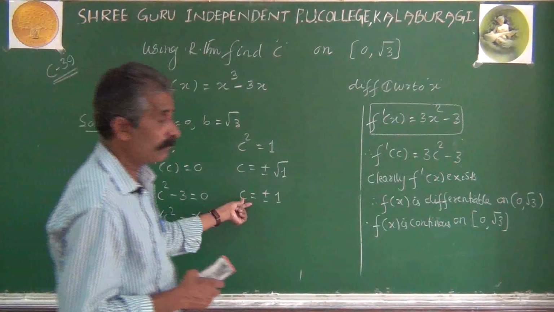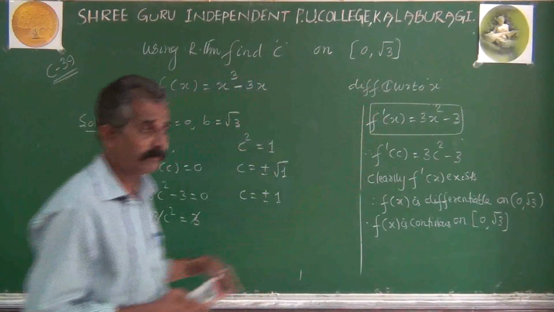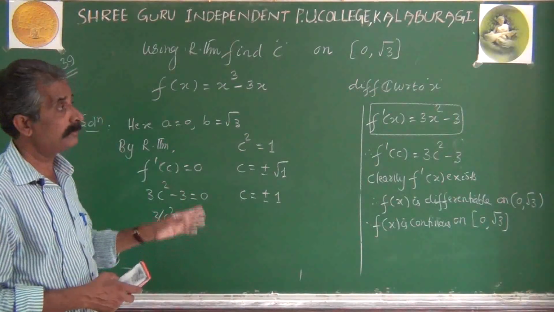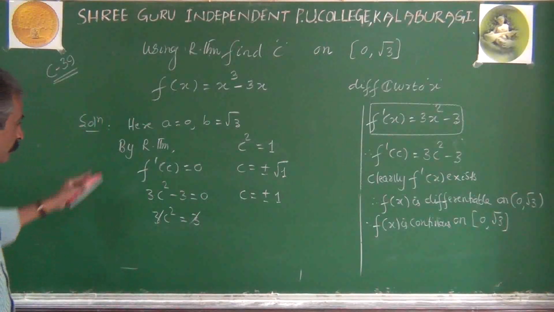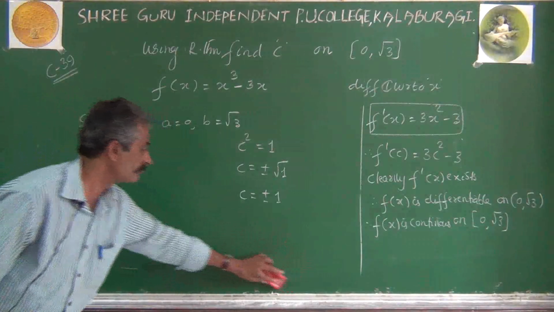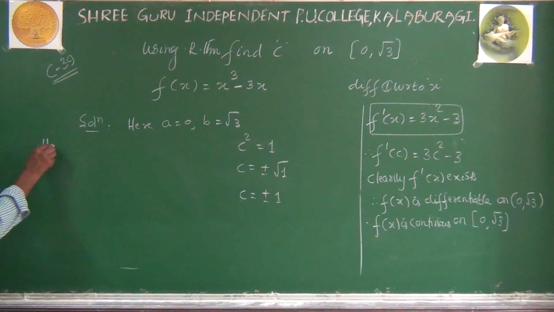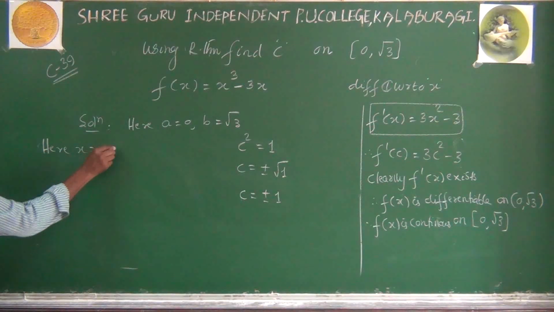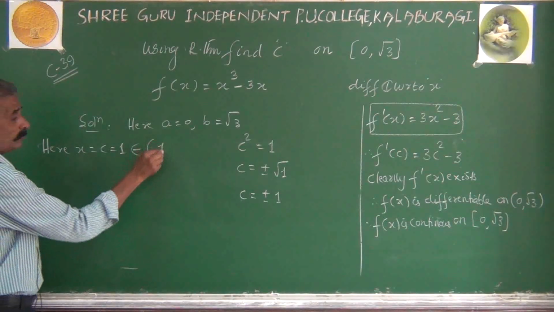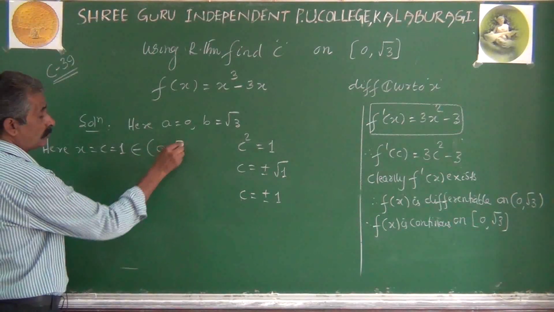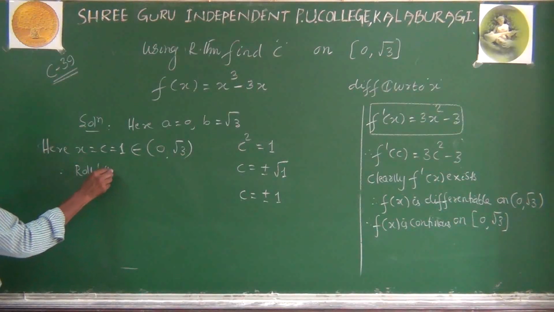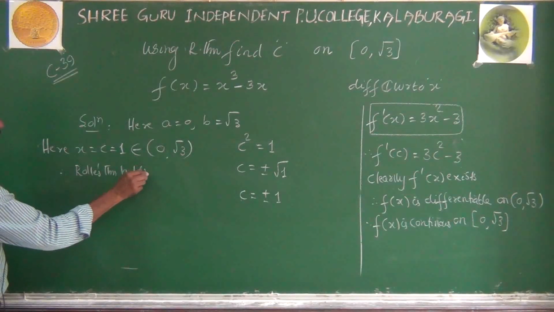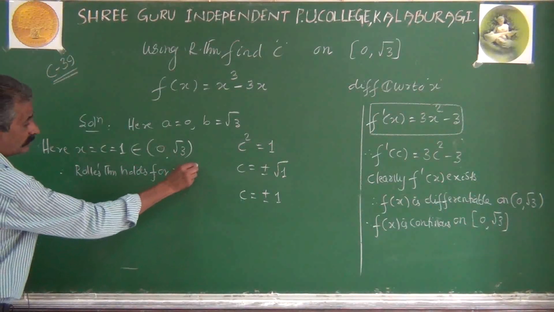Hence for c equal to 1 on this interval, Rolle's theorem holds. For c equal to minus 1, which does not belong to that interval, Rolle's theorem does not hold. You write that in detail. Here c equal to 1 belongs to the open interval 0 comma root 3. Hence for this value of x, Rolle's theorem holds, for x equal to 1.